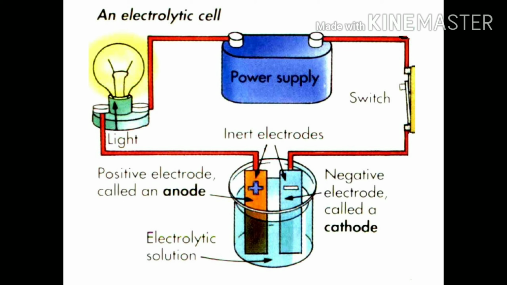These two electrodes are connected to a switch which is powered by a battery to give you the electricity, and a bulb is connected over it. So what happens when you turn on the switch?